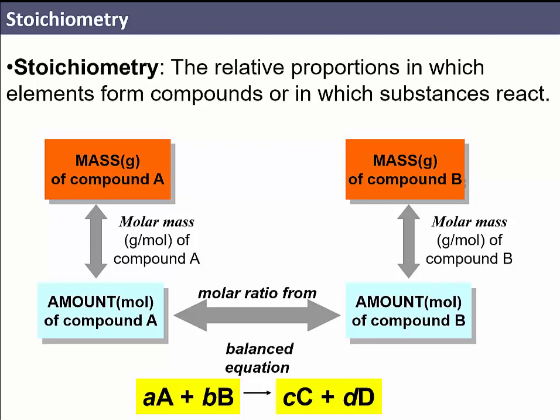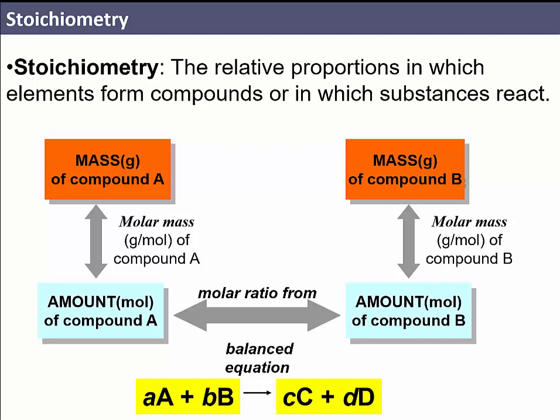So, stoichiometry. We talked about looking at masses. We talked about balancing chemical equations. Why do we do that? The reason we balance chemical equations is so that we can do stoichiometry. It's the relative proportions in which elements form compounds or in which substances react.